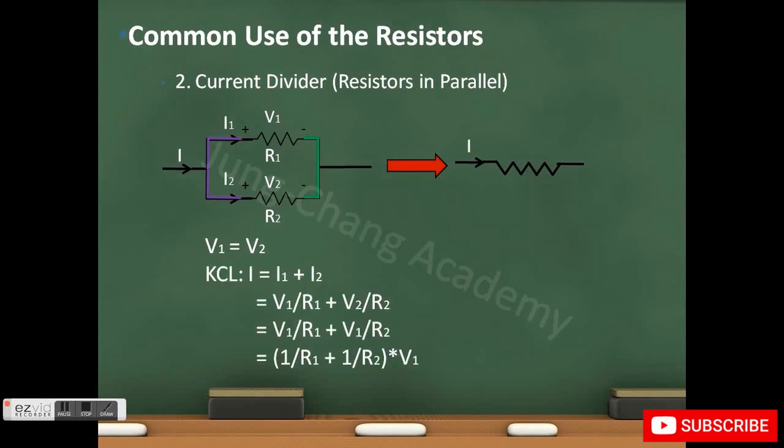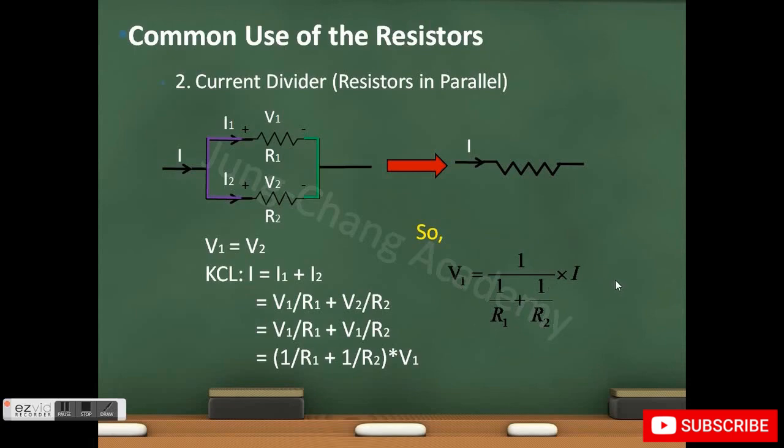Now with Kirchhoff's current law, we know that the total current I is just I1 plus I2, and I1 is V1 divided by R1, I2 is V2 divided by R2. This is Ohm's law. And since V1 equals V2, we can take the common factor V1 out. So we have I equals this whole thing times V1. Now if we put this whole thing on the other side, we end up with V1 equals 1 over R1 plus 1 over R2 times I.